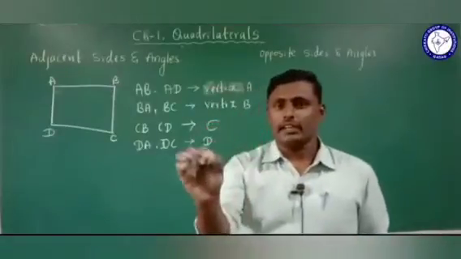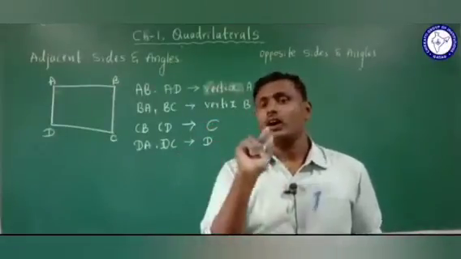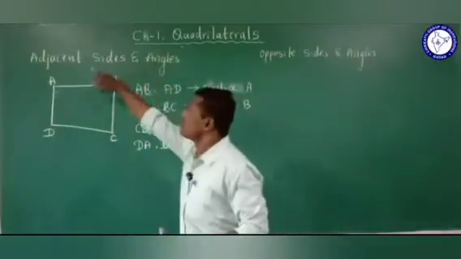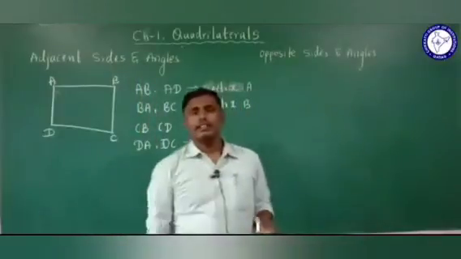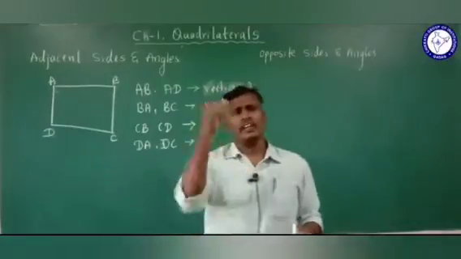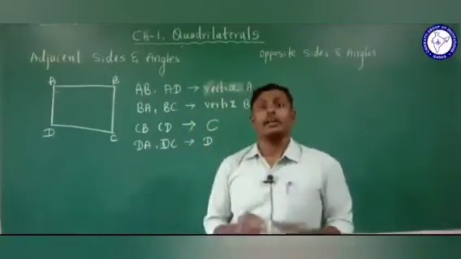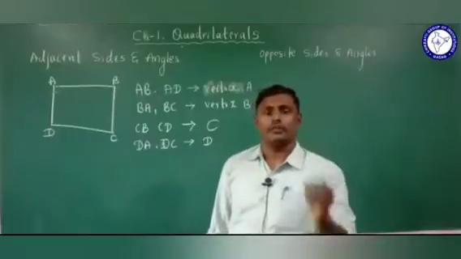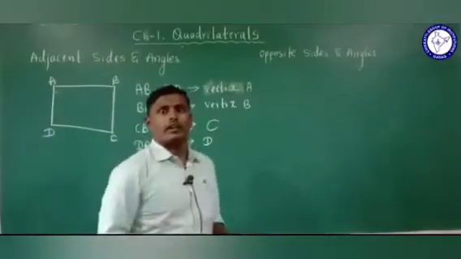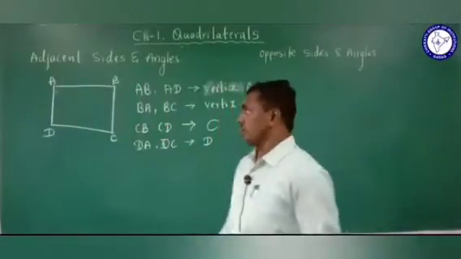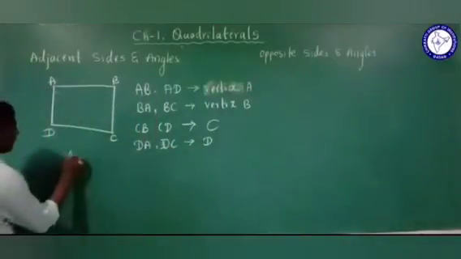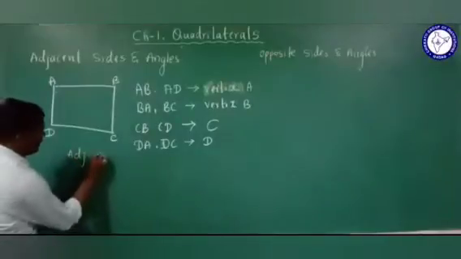In adjacent sides, the two sides originate from the same vertex or common vertex. So how can you define adjacent angles? Adjacent angles means the two angles, you can take any two angles, having one common side. And as I already told you, in a particular quadrilateral we can write four pairs of adjacent angles. What are the four pairs of adjacent angles?